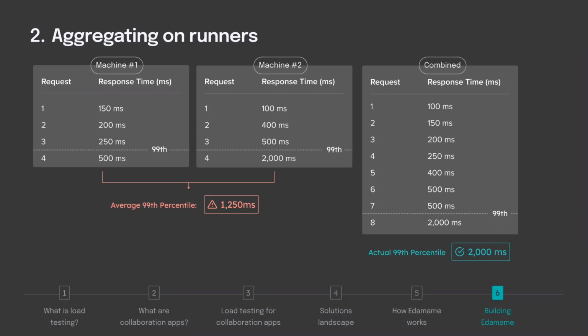But if you combine all the data into one server, you see that the actual correct calculation for a 99th percentile is 2000 milliseconds. So the insight here is that if you want to be guaranteed to get the correct percentile value, you need to make sure that all of the raw data is available on one central machine. So aggregating on the runners was not a path that we decided to go down.